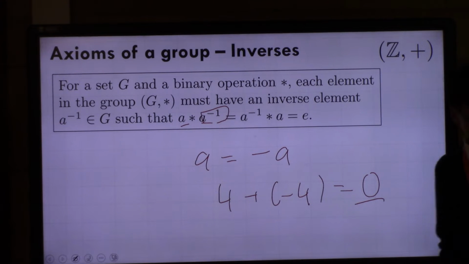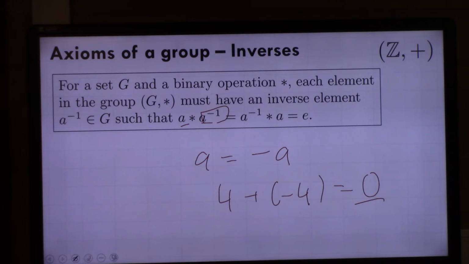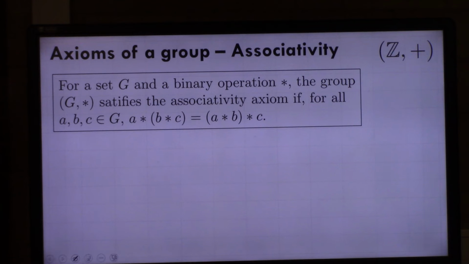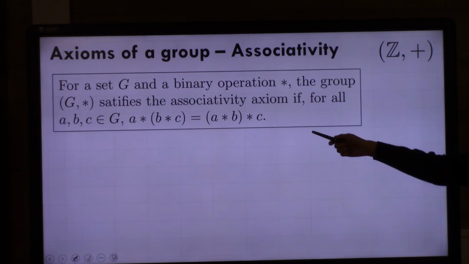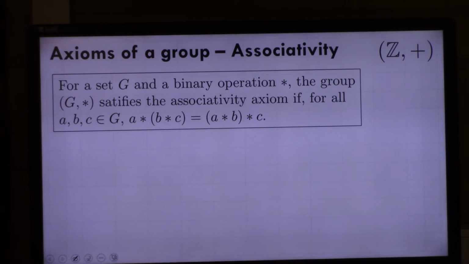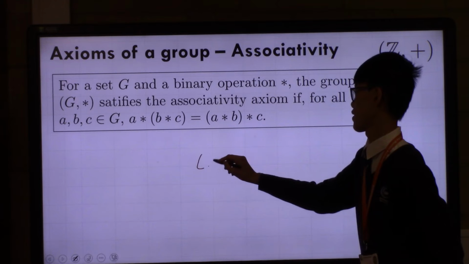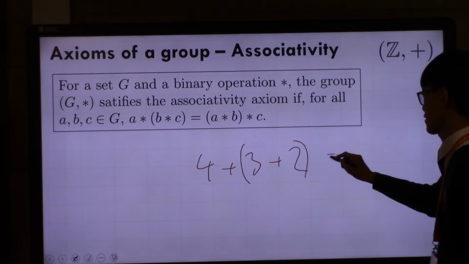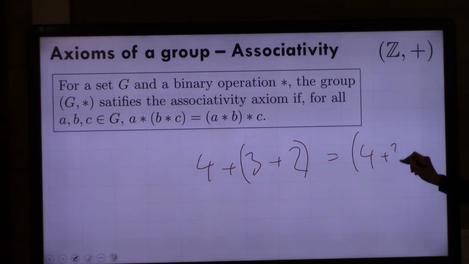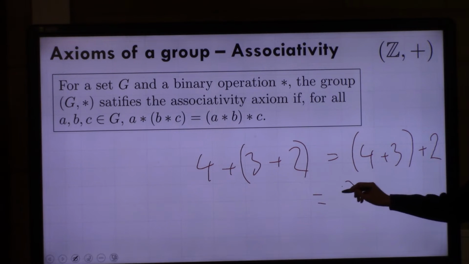Finally, the last one is associativity. So this basically means it doesn't matter how you group the operation, it gives you the same result. So this here is equivalent to saying 4 plus 3 plus 2. If we put the brackets here, that's the same as 4 plus 3 and then plus 2 at the end. They're both equal to 9.